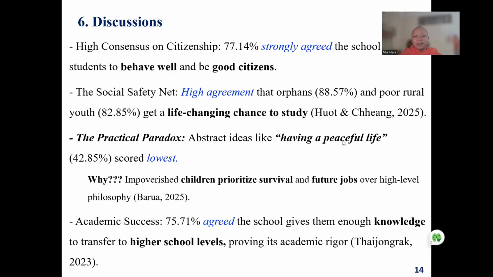As shown and explained in the table, impoverished children prioritize survival and future jobs over high-level philosophy. That's why having a peaceful life gets the lowest score, 42.85%. And for academic success, 75.71% agree that the school gives them enough knowledge to transfer to higher levels.